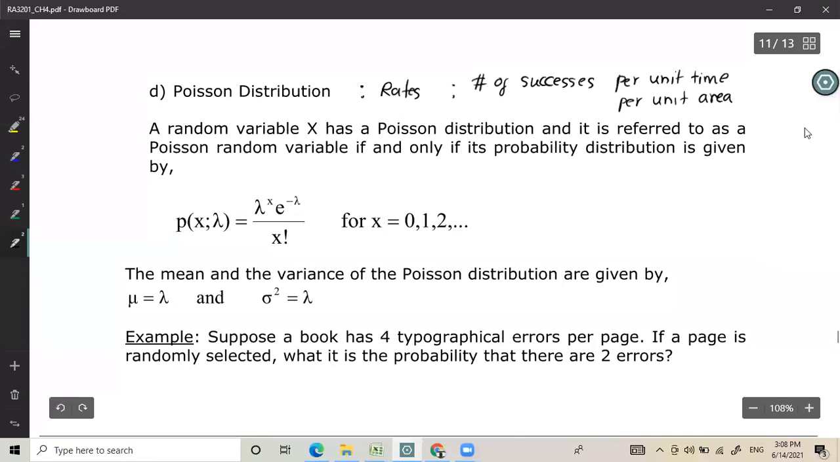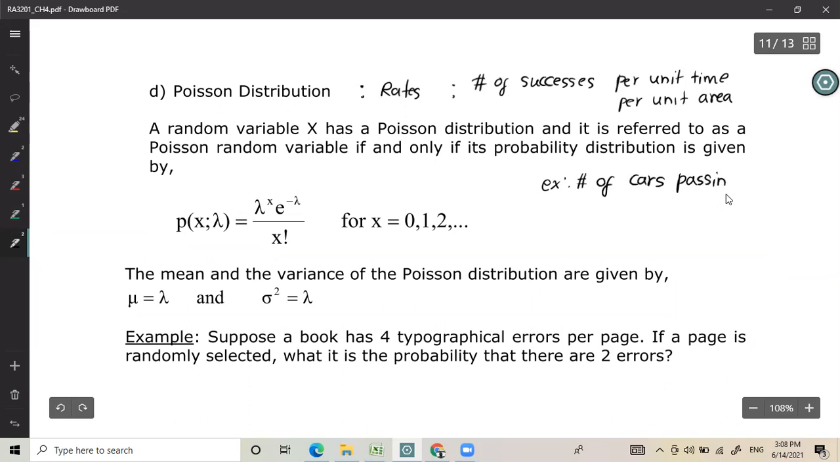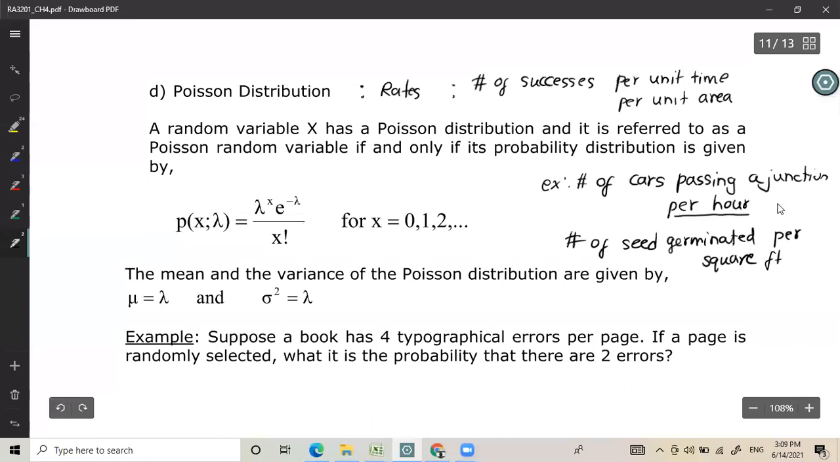It will depend on the context, okay? So you find a rate. Here are some examples: number of vehicles or number of cars passing a junction per hour. So you see the rate per hour unit. Another one, number of seeds germinated per square feet. It means you have plots of 1 square feet. Per square feet, how many seeds are germinated, right? So those are the rates.